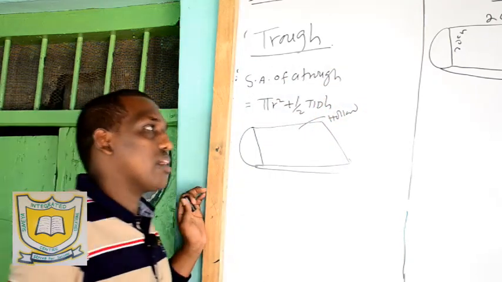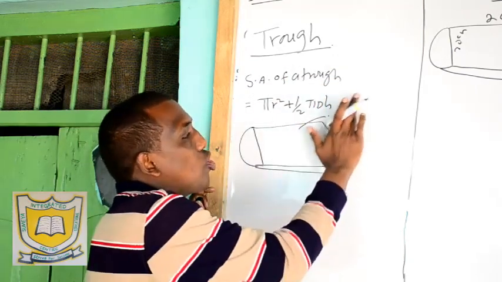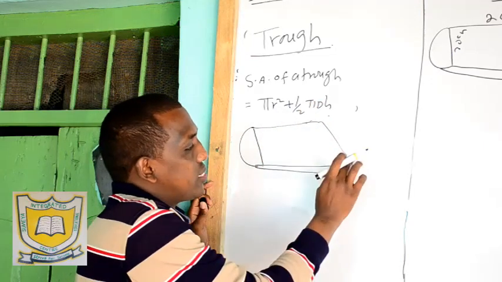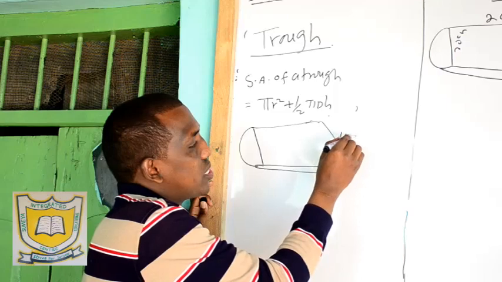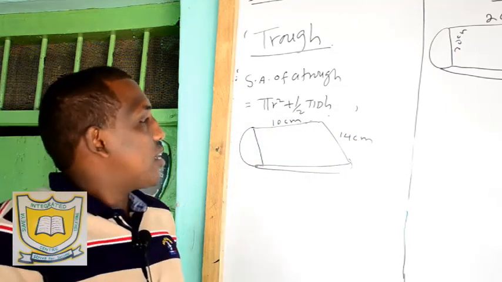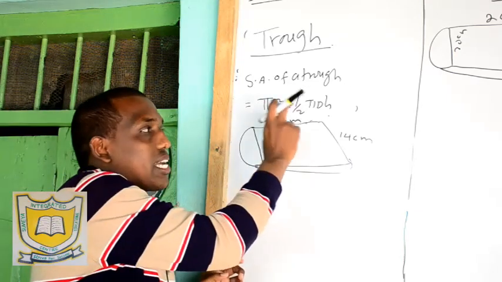Trough or hollow, if you hear, it is the same. So if you are told hollow or trough, it is the same. So let us do it now. Let us say here is 14 centimeter and here is 10 centimeter. The formula is πr² plus ½πdh.